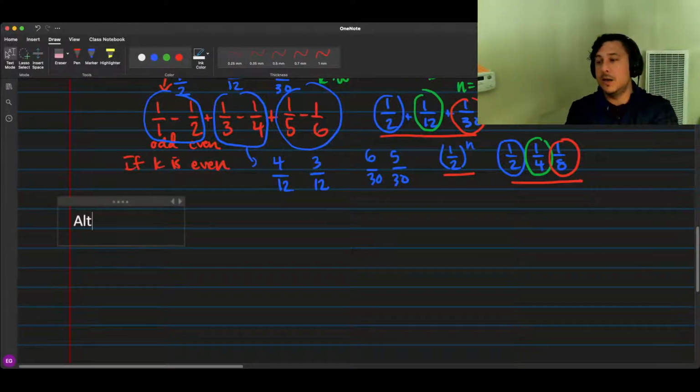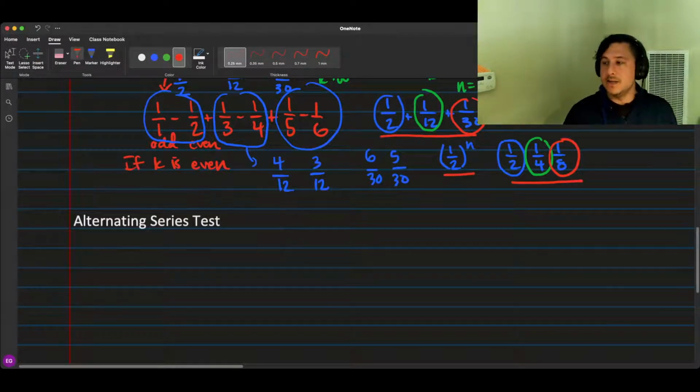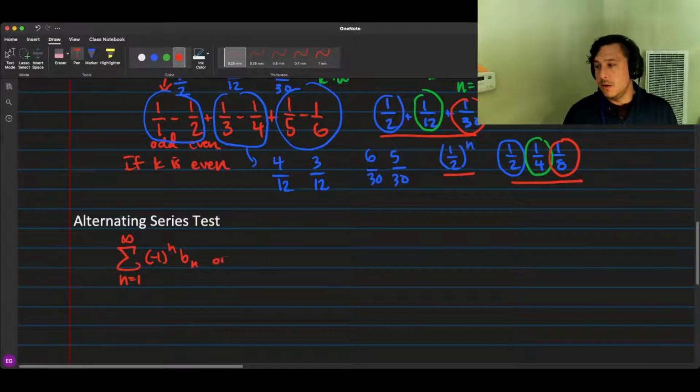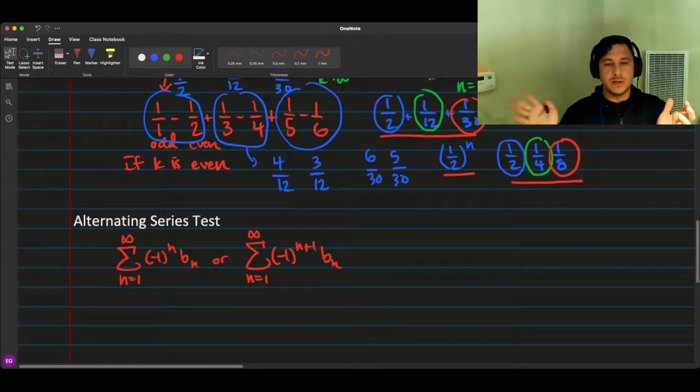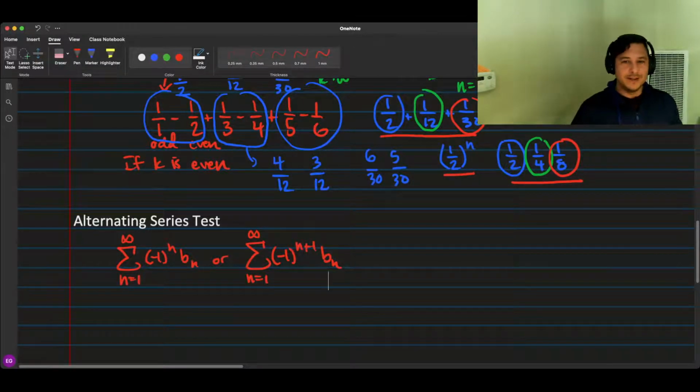This is called the alternating series test. Okay, so let's say you have an alternating series of either of these forms. You have (-1)^n b_n, or you have the sum from n equals 1 to infinity of (-1)^(n+1) b_n. It doesn't matter where the negative starts.